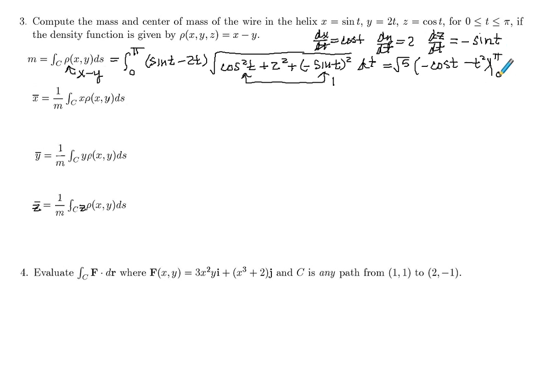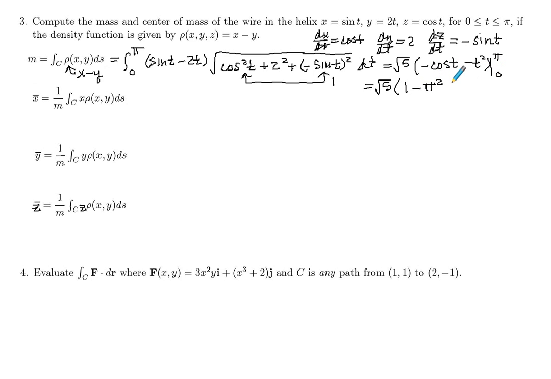Okay, so if we plug in pi here, we're going to get square root of 5. And then if we plug in the pi, we get cosine of pi is negative 1. Negative of that is positive 1 minus pi squared.